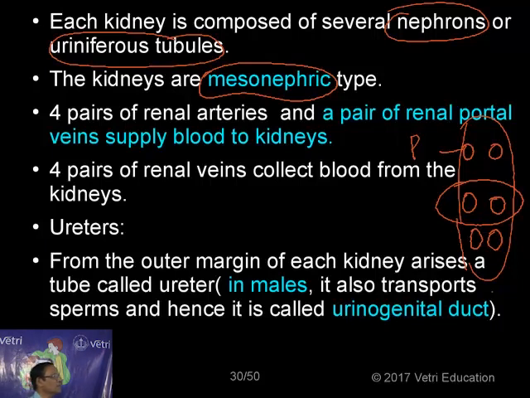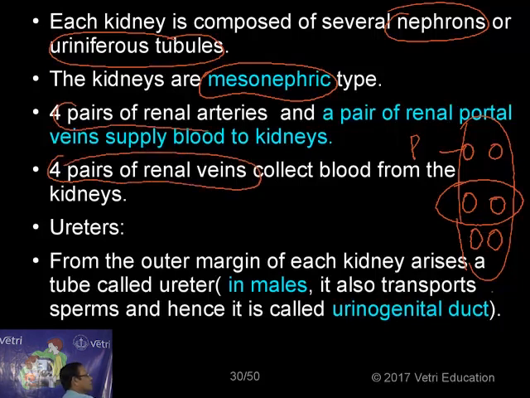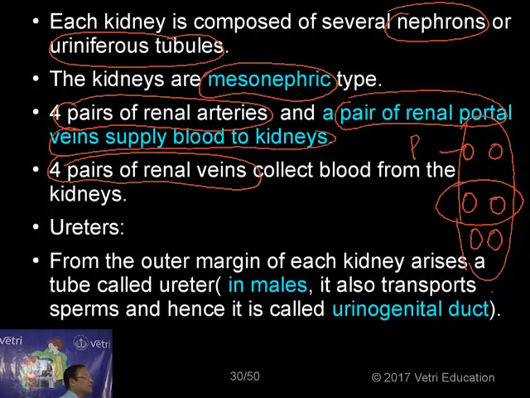Now, from the kidney, the blood is collected by the post-caval vein through 4 pairs of renal veins. So 4 pairs of renal veins collect blood, and 4 pairs of arteries supply blood along with a pair of portal veins coming from the leg region. They supply the venous blood, from where the blood is collected by the 4 pairs of renal veins.